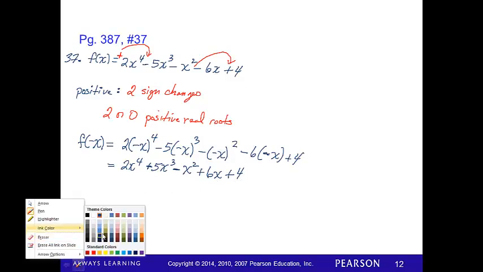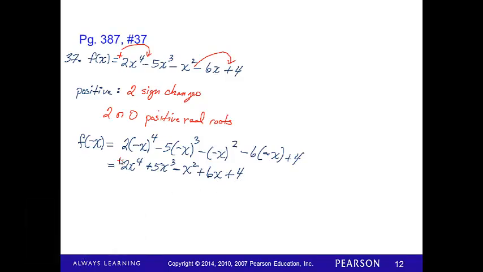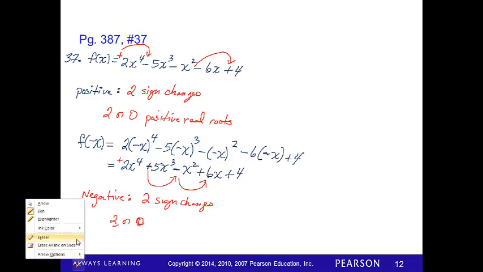Now let's count the sign changes. So this is positive to positive, no sign change. Positive to negative, that's 1. Negative to positive, that's 2. Positive, positive, no sign change. So for the negative real roots, we have 2 sign changes, which means the number of negative real roots is going to be 2 or 0. Remember to subtract 2 and keep going until you get to the 0. So 2 or 0.